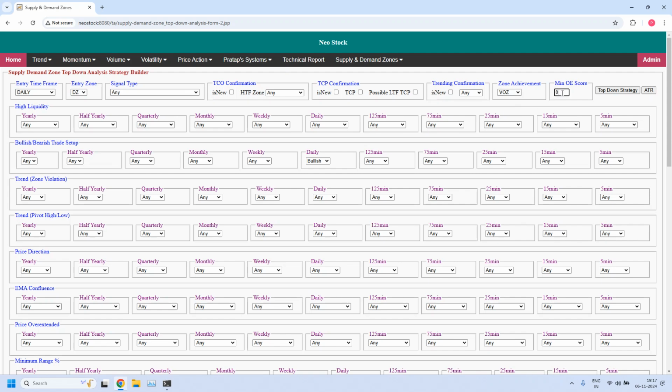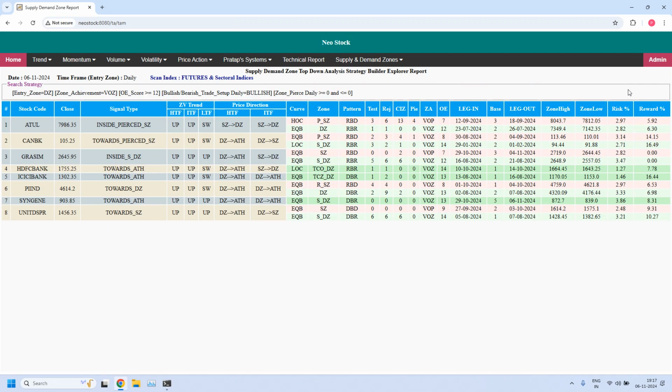Zone achievement is violated opposing zone. Minimum order enhancer score 12. All the 3 filters are applied to the daily demand zone, and we got 8 stocks. These 8 are supporting bullish trade setup for monthly income trade.